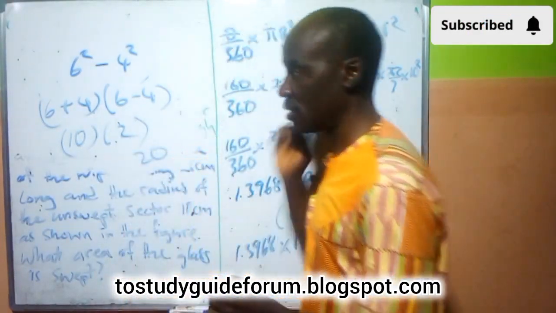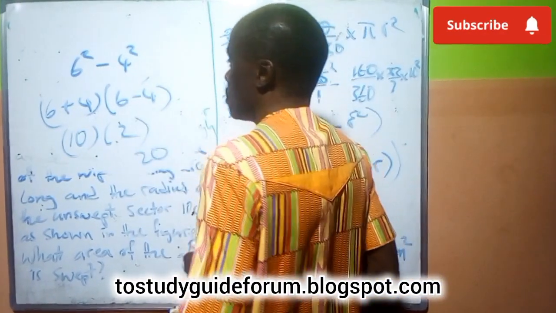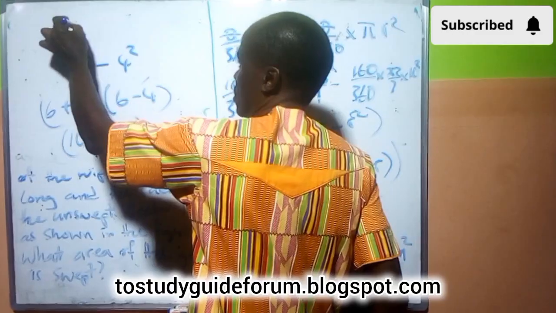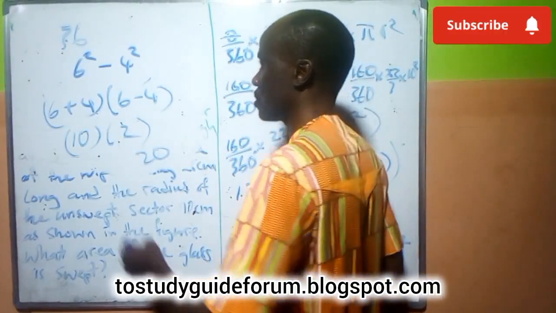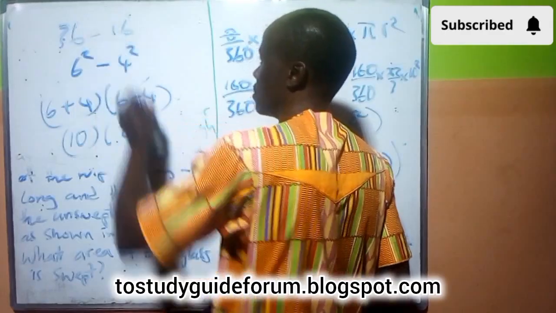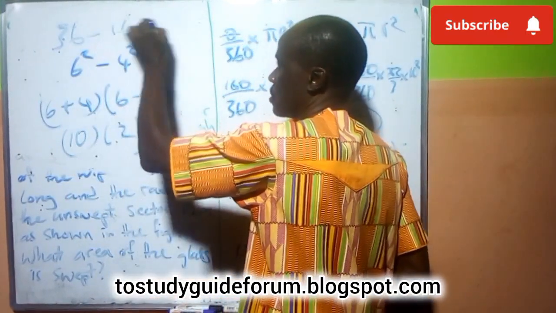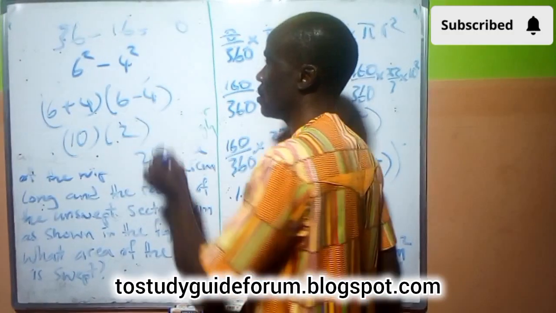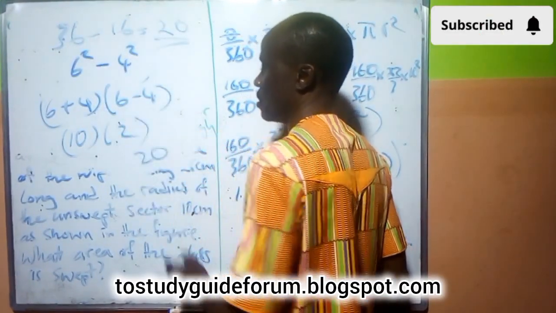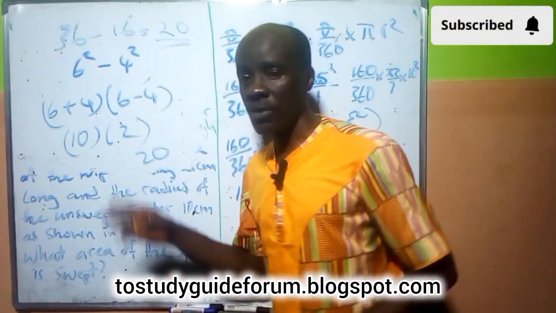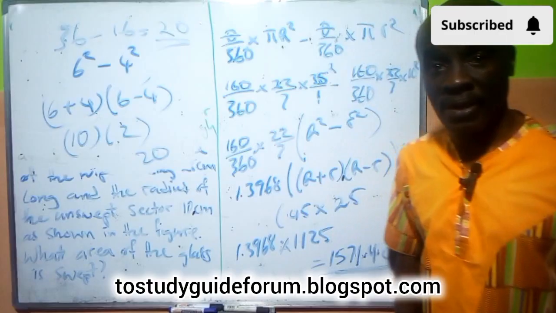Let's see if we can get it in there. So 6 squared will give us 36. This other one will give us 16. So when we subtract, 36 minus 16, we have 20. And see, they are the same thing. So this is one of the ways of doing some work, if you don't want to go this way, just by factorization.